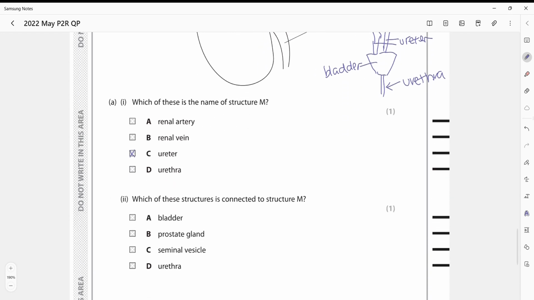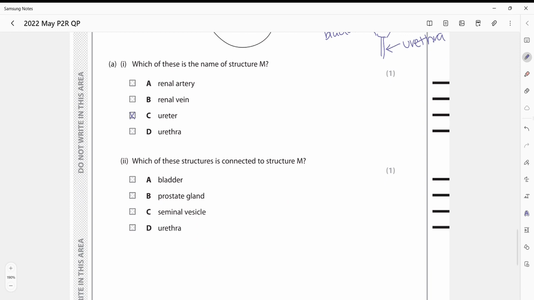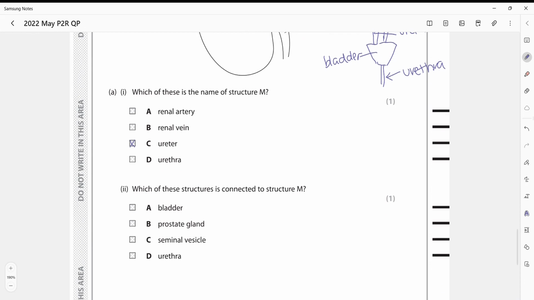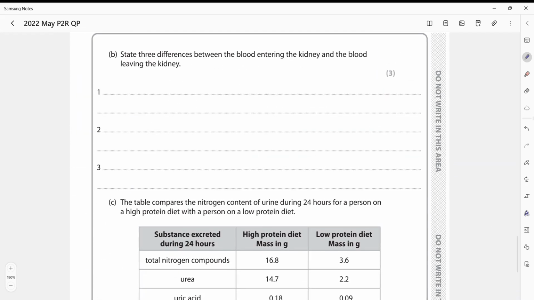Okay. So part 2, which of these structures are connected to structure M? I've already drawn that there. That would be the bladder. The bladder is responsible for storing urine. Part B, state 3 differences between the blood entering the kidney and the blood leaving the kidney.